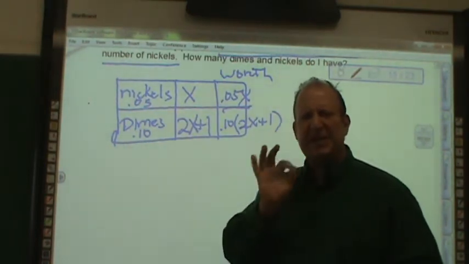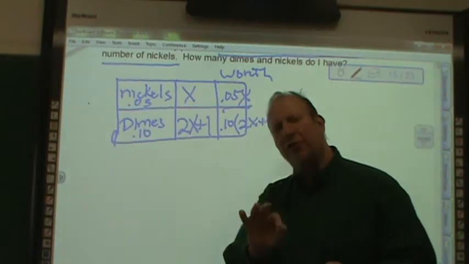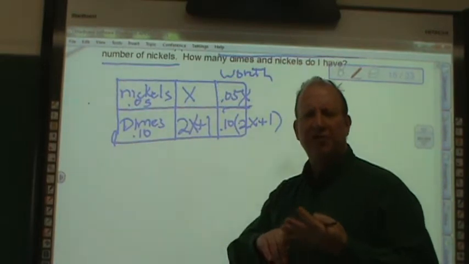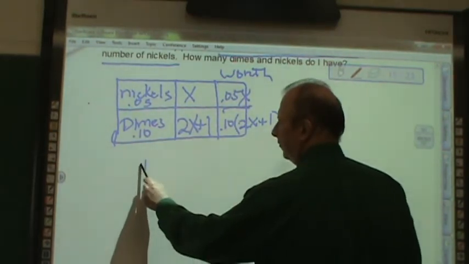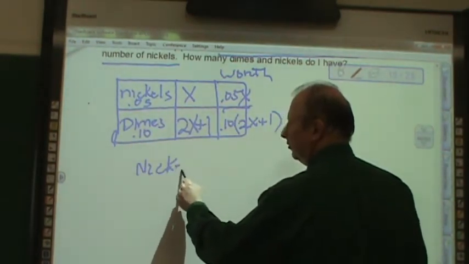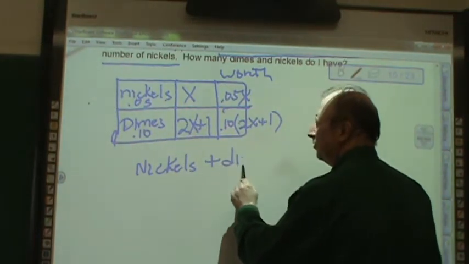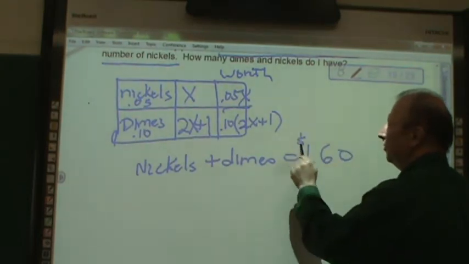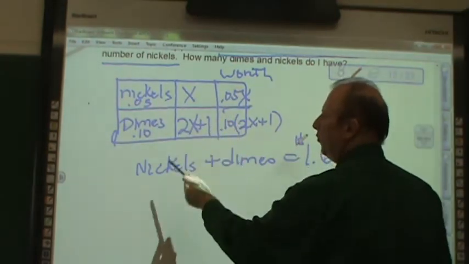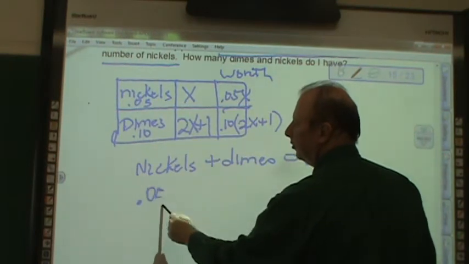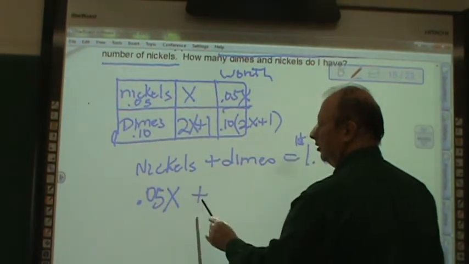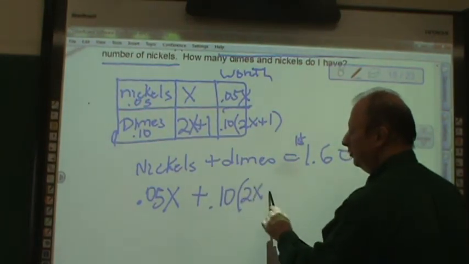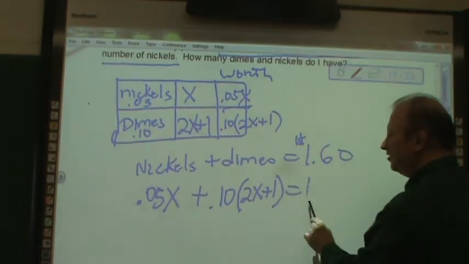My 5th step, set up an equation. We're going to go through the process setting up an equation. Let's see what I know. The number of dimes plus nickels equals $1.60. Nickels plus dimes equal $1.60. Let's look at the nickels. I have 0.05 times X nickels. Dimes, 0.10 times 2X plus 1. And I know this has to add up to $1.60.